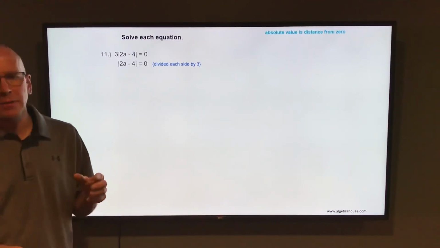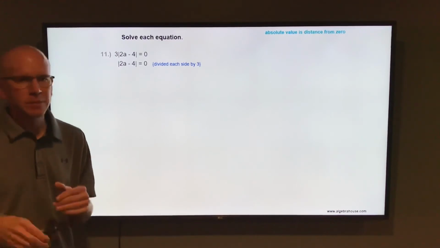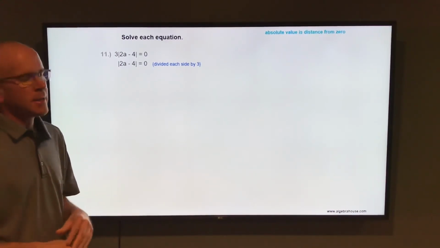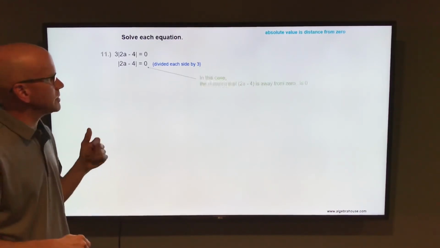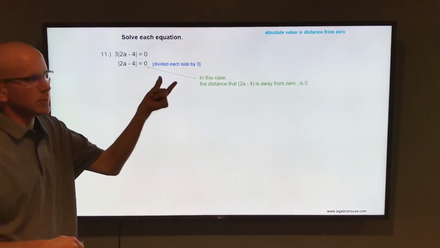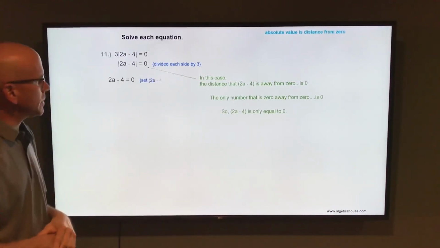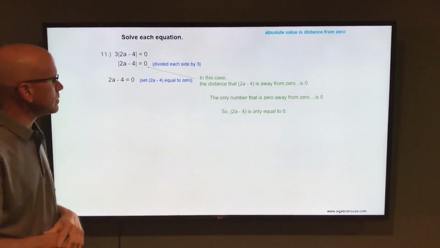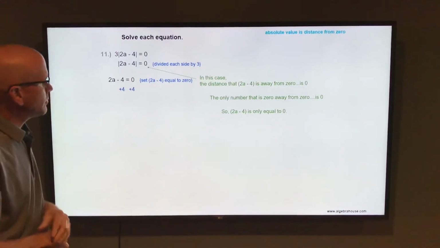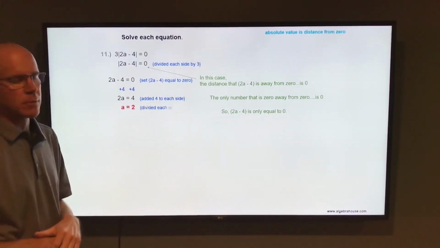Now that's saying the distance that 2a minus 4 is away from 0 is 0. Well, there's only one number that's 0 away from 0, and that number just happens to be 0. So if the distance that 2a minus 4 is away from 0 is 0, then 2a minus 4 would definitely be equal to 0. To solve that equation for a, add 4 to both sides. We have 2a equals 4, and then divide each side by 2, you do end up with a equals 2.